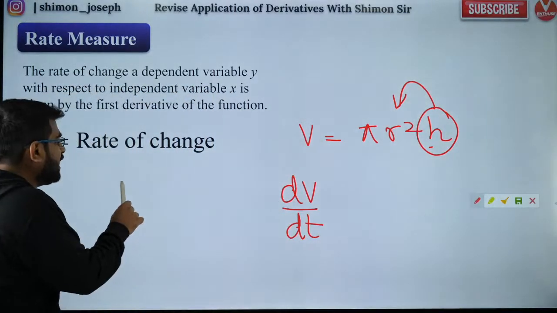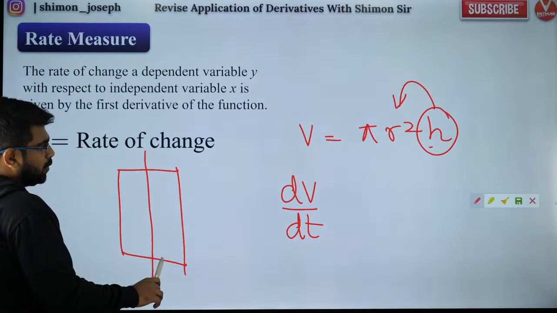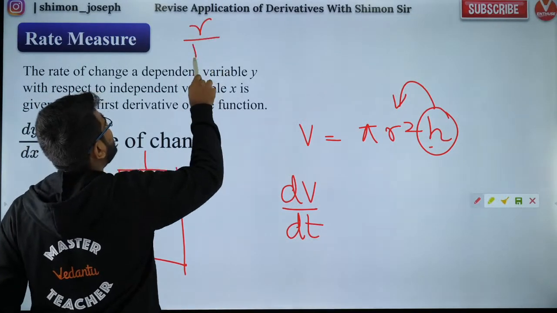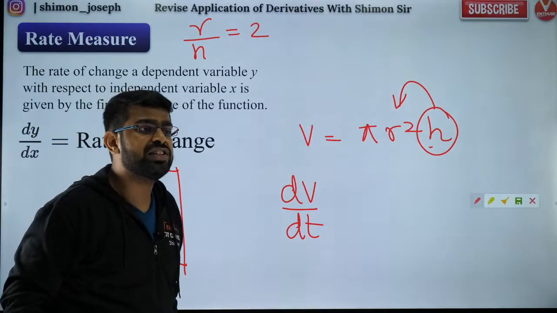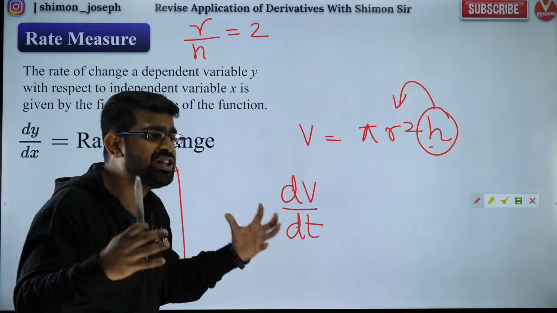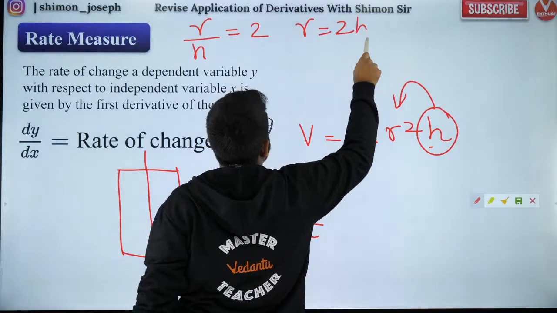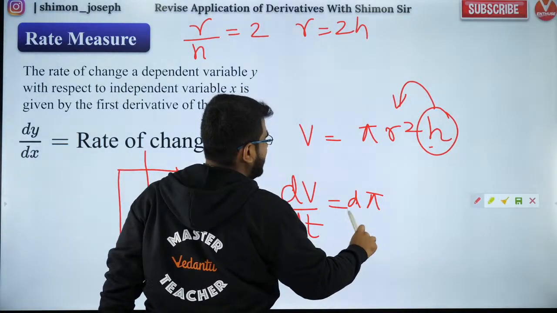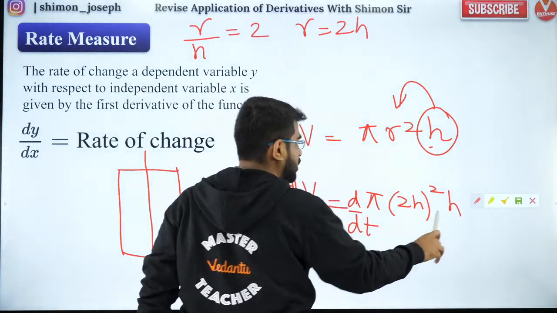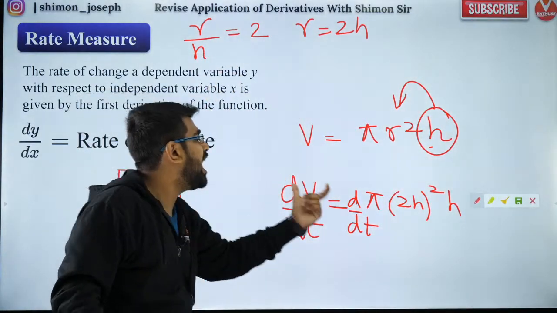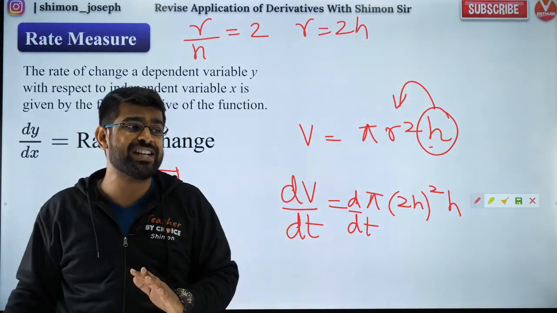For example, they will tell you the cylinder will have radius to height ratio of 2 always. Let's say that is given in the question. So what will I do? I will put r is equal to 2h and put it here. So that will be d by dt of pi into 2h the whole square into h. Now you see, because of this relation, I converted it to one variable. Then I will differentiate. This is how you are supposed to do, my dear children.